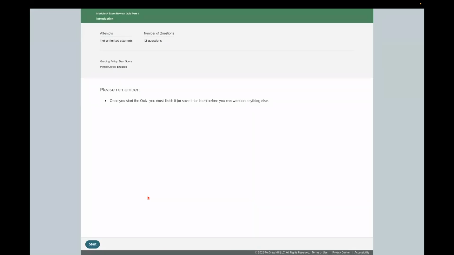So what I've done here is just gone in and previewed the Module A exam review quiz that you all should be taking. As a reminder, there's two of these. And I figured we can just work through it together, and I can point out some of the common problems I've been seeing as well. So let's get started. I'm going to go ahead and click start here.